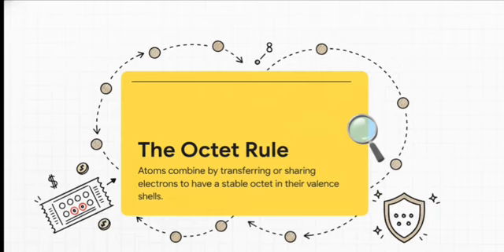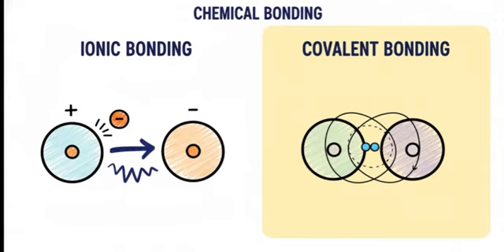So, other atoms will do pretty much anything, gain, lose, or share electrons, just to get to that magic number 8. So, how do they get there? Well, there are 2 main strategies. First, you've got the ionic bond, which you can think of as the thief. This is where one atom just straight up gives an electron to another. This creates a positive ion and a negative ion, and you know what they say, opposites attract.